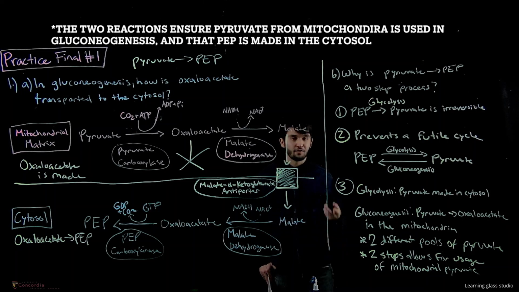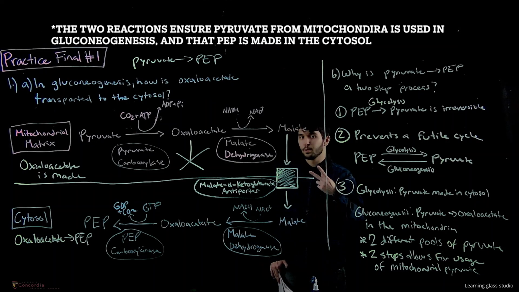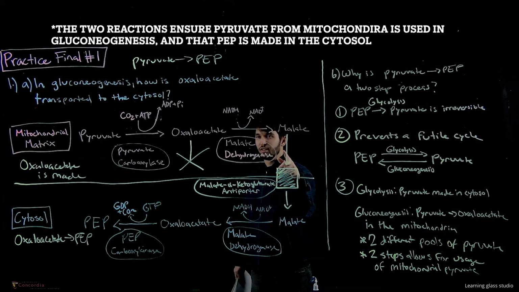So what this means is that we have two different pools of pyruvate. So these reactions don't interact. The pool of pyruvate in the cytosol used for glycolysis does not impact the pool of pyruvate in the mitochondria used for gluconeogenesis. So why exactly is this two reactions then? It is to allow for these two different pools to exist so that they don't interact and they don't lead to futile cycling.